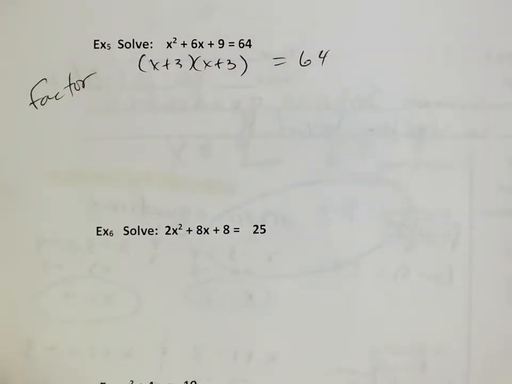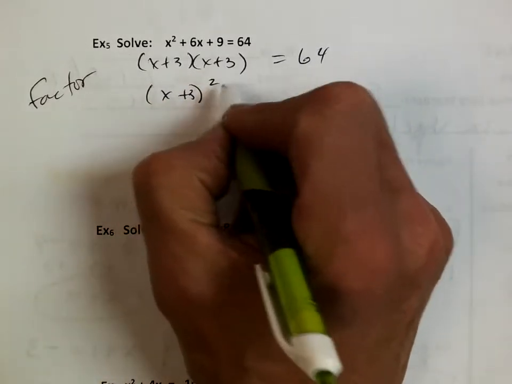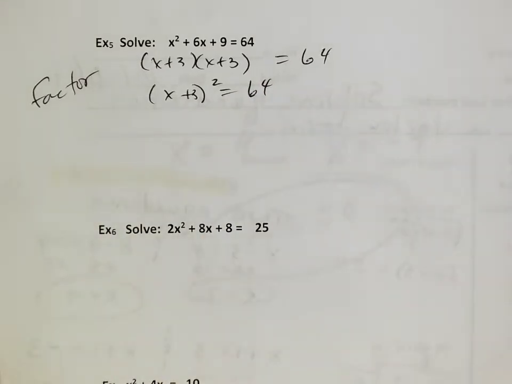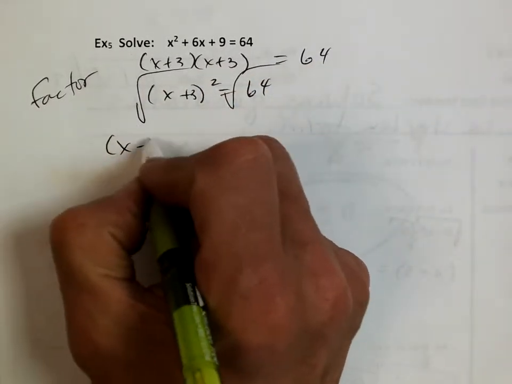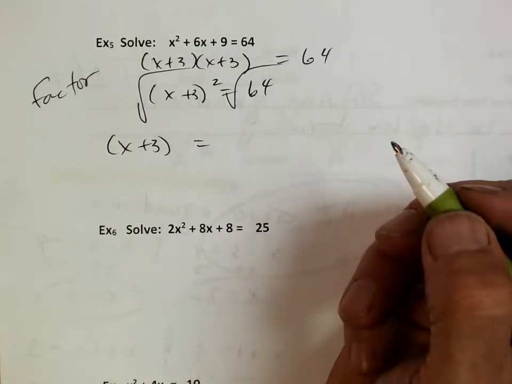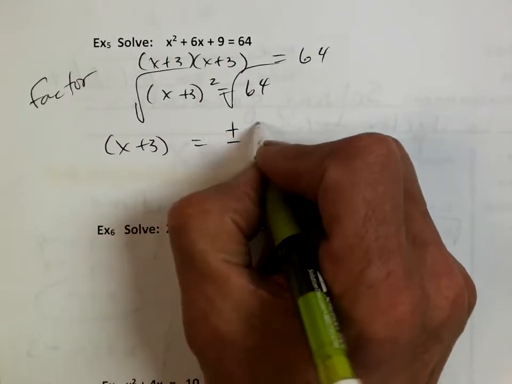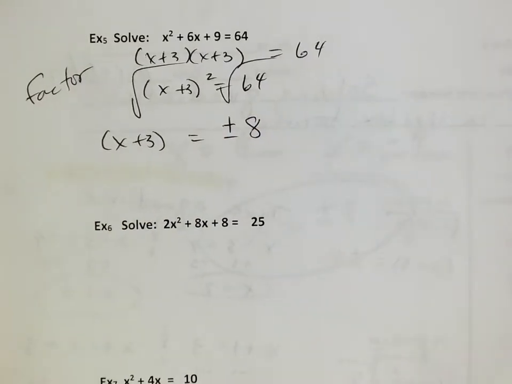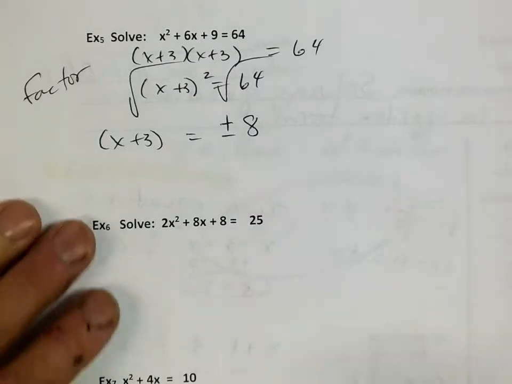Which means we can rewrite it as what? X plus 3 quantity squared equals 64. Okay, now we're doing great. Square root, right? So I get x plus 3 equals what? Square root of 64 is 8. How many answers? So we're going to have plus or minus 8. Thanks, Luis. But now we're not done, right? Because we should have 2 answers, so we need 2 equations.